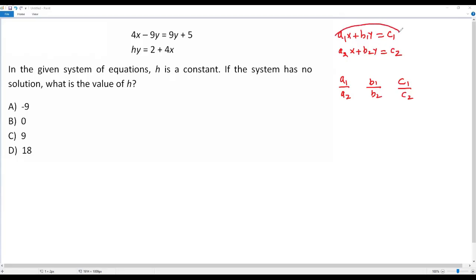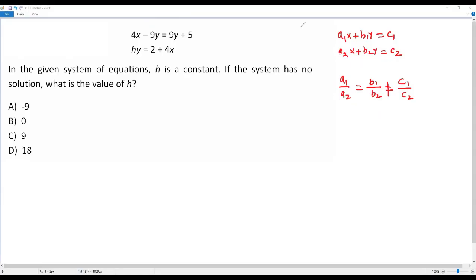If the system of two linear equations in standard form has no solution, then the ratio of the coefficients of x and the ratio of the coefficients of y must be equal, and they will not be equal to the ratio of the constant terms, c1 over c2. Now I am going to write the given two linear equations in standard form so that I'll be able to use what I have discussed here.